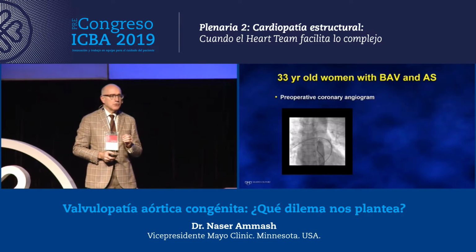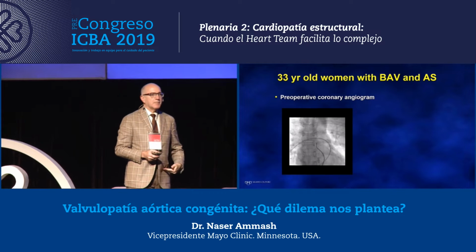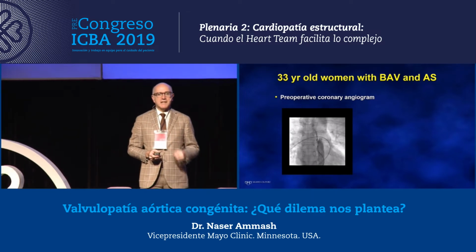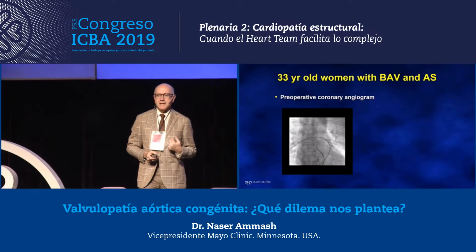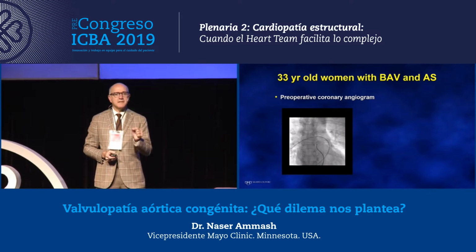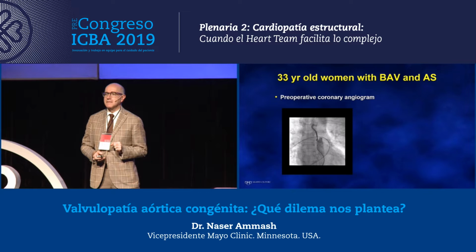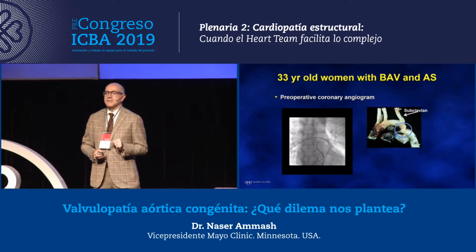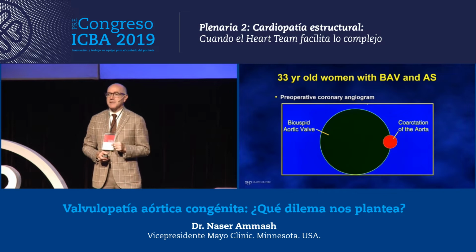A coronary angiography was attempted from a femoral approach, and you can see with the catheter they could not cross the descending thoracic aorta. What did this patient have? Coarctation of the aorta, which is an association with bicuspid aortic valve.